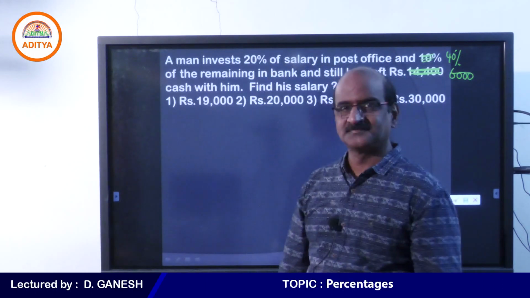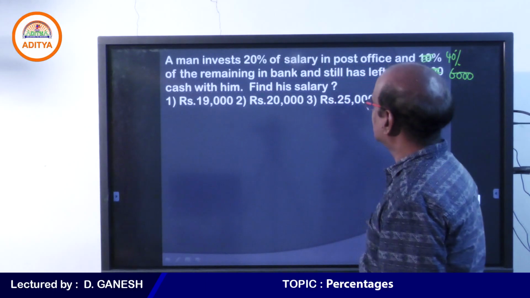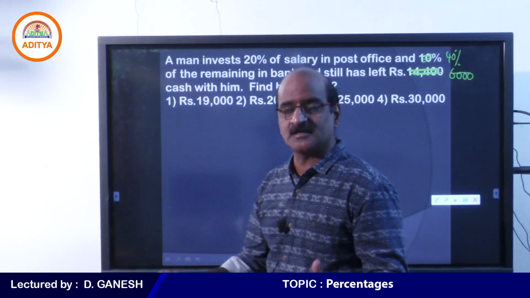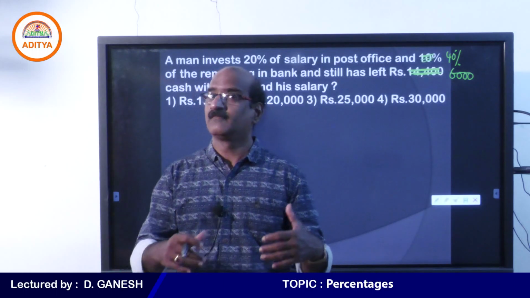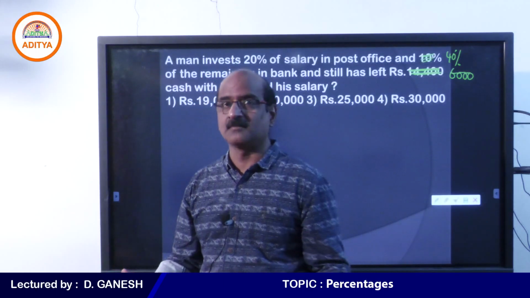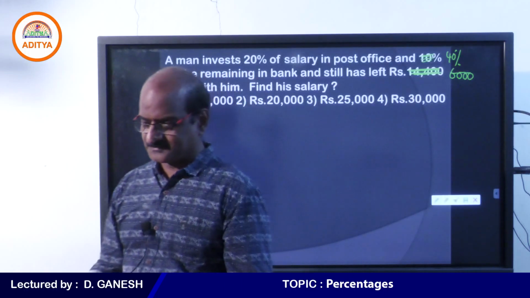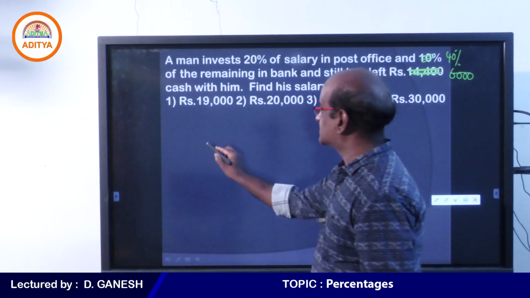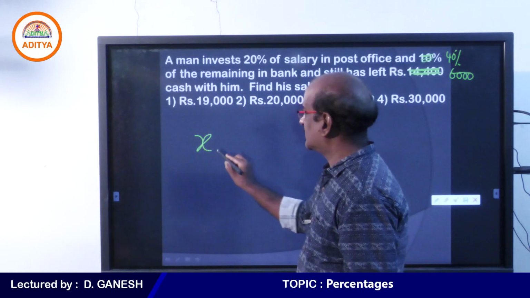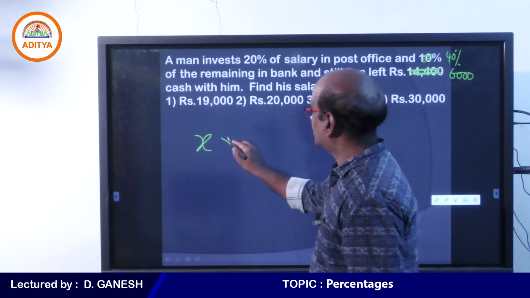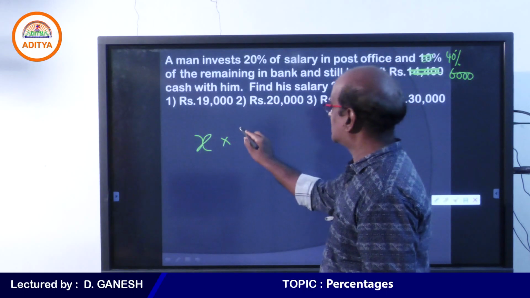Come on. Yes? A man invested 20% of salary in post office. First he invested 20% in post office from the remaining. From the remaining. So whatever the amount he is having from the remaining. Okay? So whenever this kind of question is given, let the total salary be X. Okay? First he invested 20% in post office.